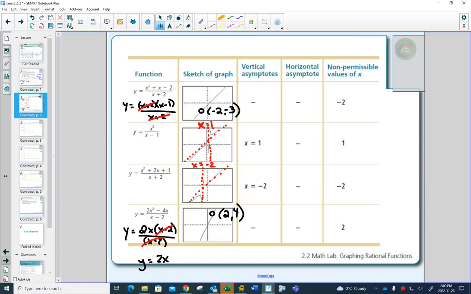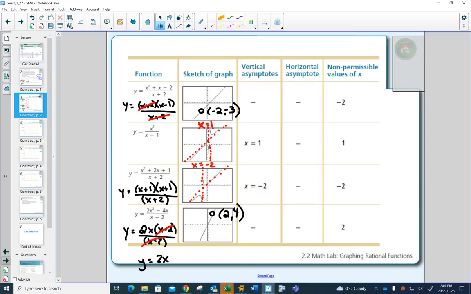Holes will appear if a non-permissible value cancels out and goes away. It no longer affects the graph because it's gone, but it's still a non-permissible value, so we have to add a hole to show that it was there. When you cannot factor, see these two here? I mean, this one I can factor, but it's x plus 1 over x plus 2, and nothing simplifies. When your non-permissible value doesn't simplify, it will always stay as a vertical asymptote.